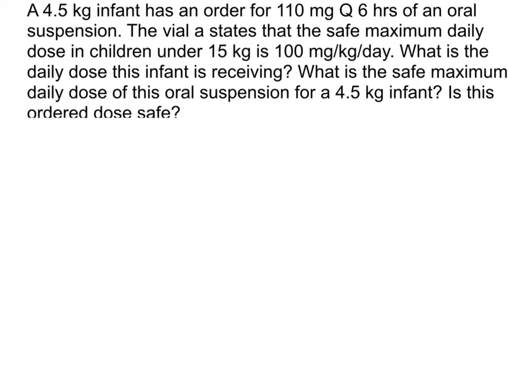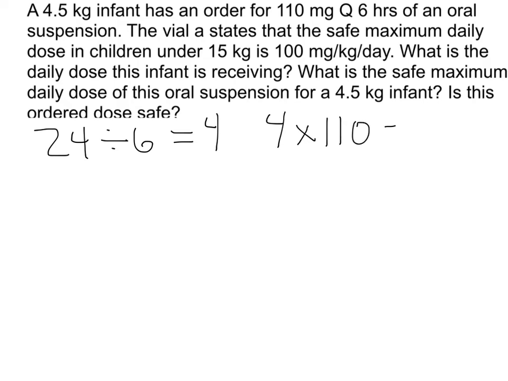The first question asks, what is the daily dose this infant is receiving? So we look at what was ordered, 110 milligrams every 6 hours. That means that in a 24-hour period, they're getting this dose 4 times, right? So 4 times 110 equals 440. Daily, this infant is receiving 440 milligrams.